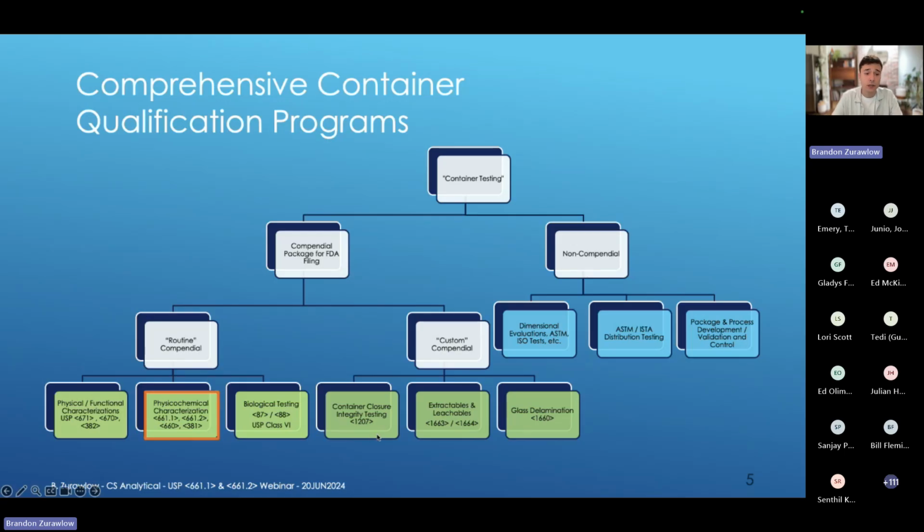That is very different from these 4-digit chapters, which are more guidance-based and which I commonly refer to as custom compendial tests. So container closure integrity, extractables, and leachables are great examples where there are not a set of prescriptive steps that you must follow, but rather these documents contain a lot of concepts that are relevant in considering CCI or E&L that you then have to go and evaluate according to your own justification.